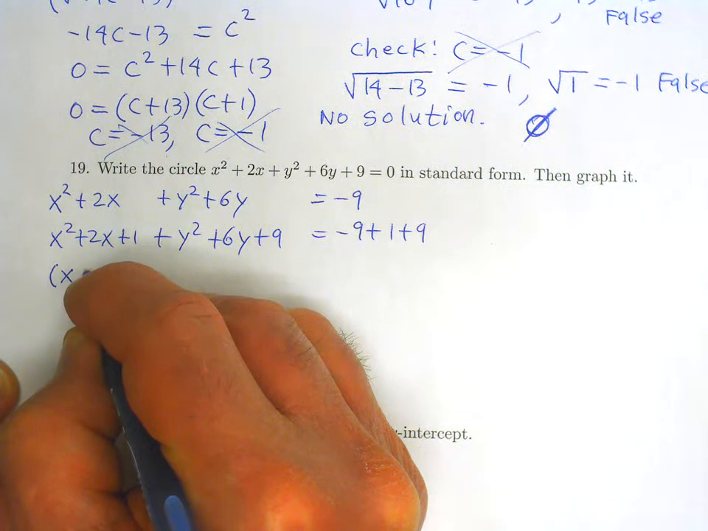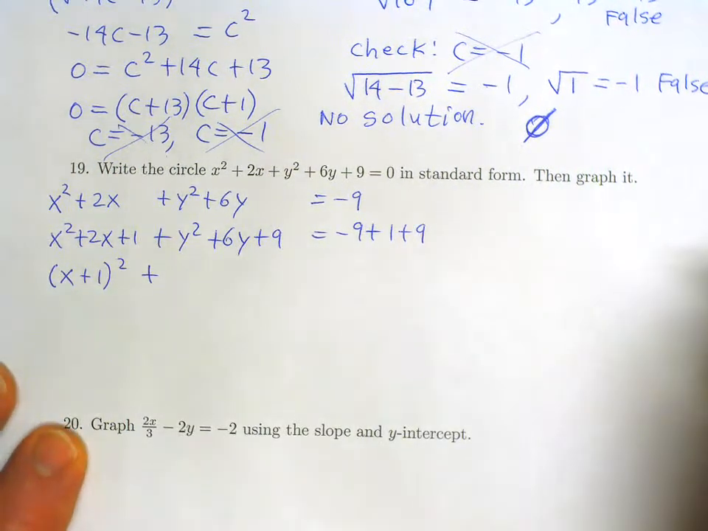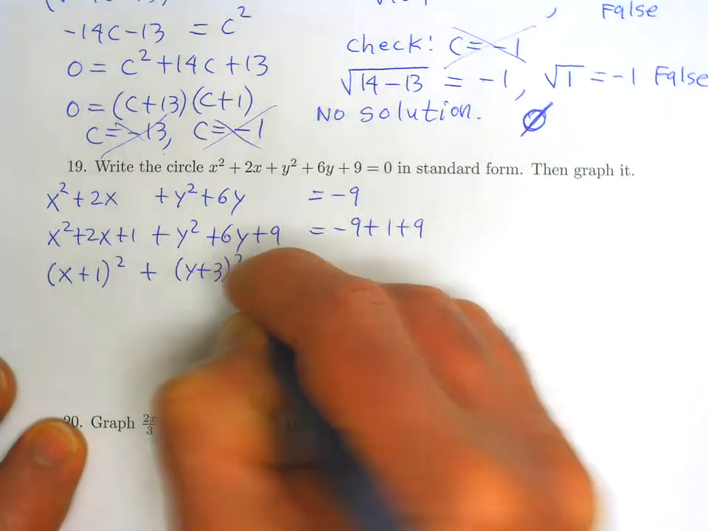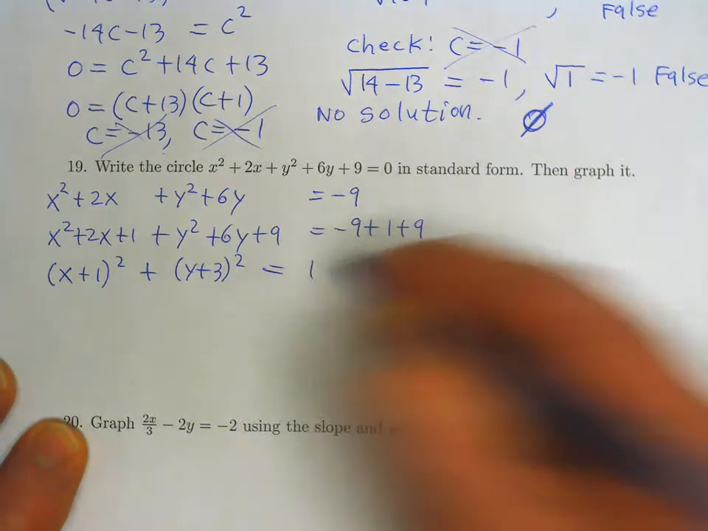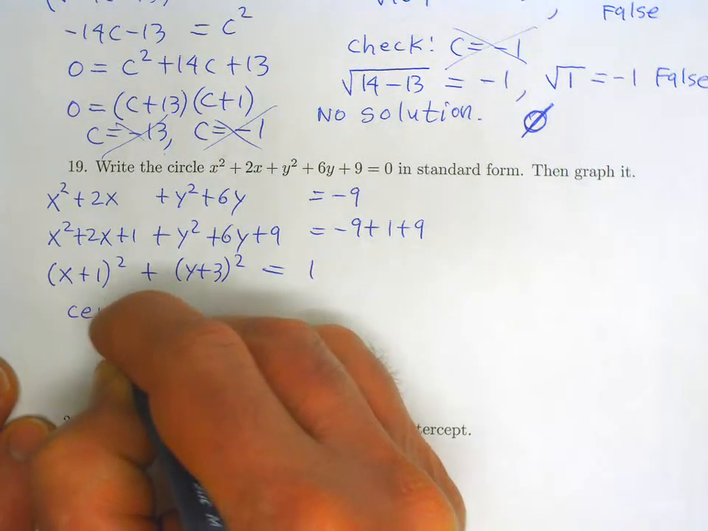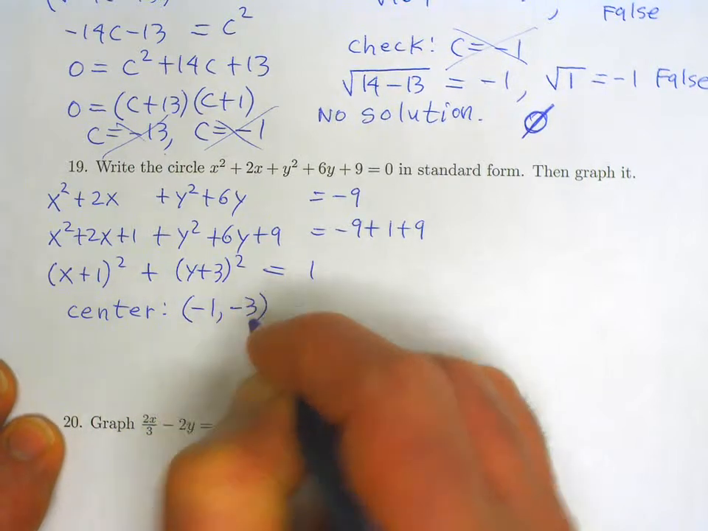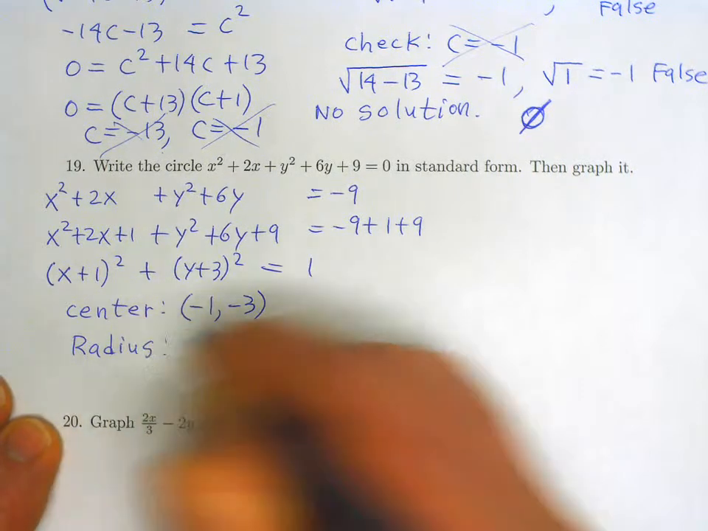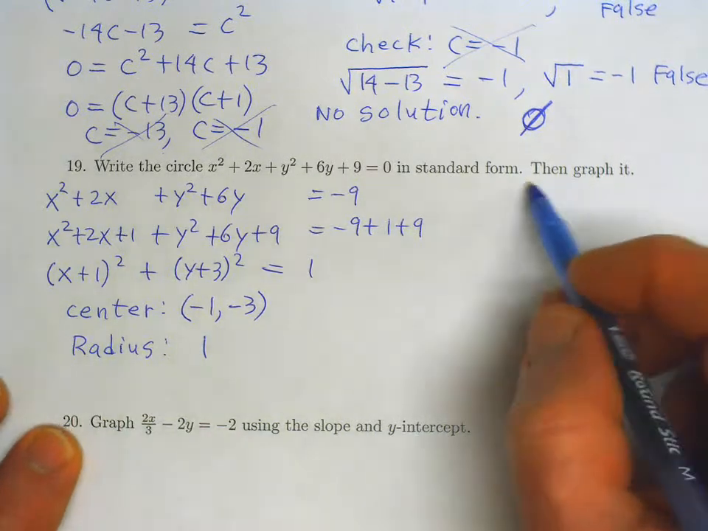x squared plus 2x plus 1 is (x plus 1) squared. And then y squared plus 6y plus 9 is (y plus 3) squared. And the right-hand side, negative 9 plus 1 plus 9 is just 1. So we have a circle whose center is the ordered pair negative 1, negative 3. And the radius of that circle is the positive square root of 1, which is 1. And then we're supposed to graph this.